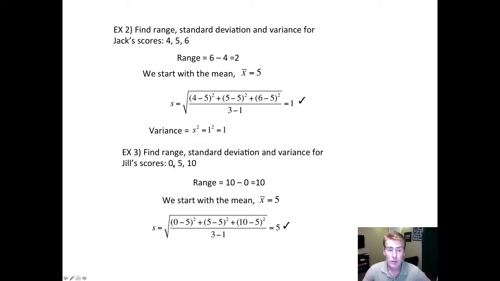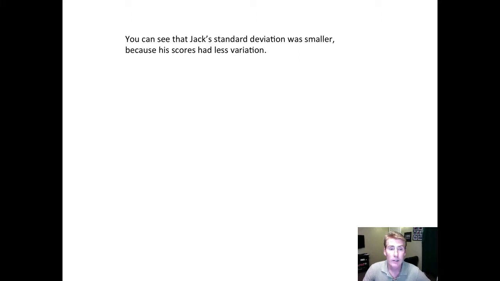Jill's scores grow by 5 points each time. Standard deviation, larger. Finally, the variance, 5 squared is 25. All right, so we could see that Jack's standard deviation was smaller because his scores have less variation. And also the opposite, if the standard deviation is bigger, that means there's more variation.